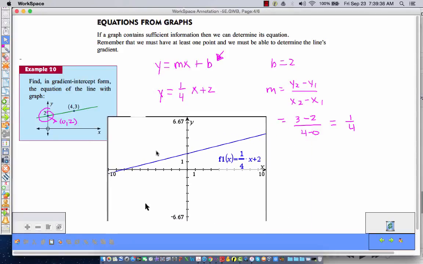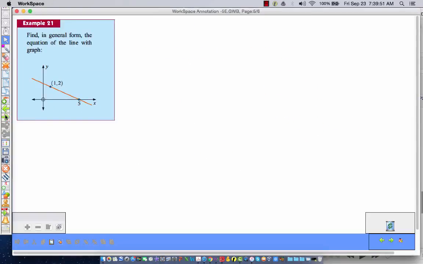Before I do that, realize that f1 of x, that is just function notation. It's another way to state, to use y. And as we get into functions, you'll see why it's quite important to have that notation. All right, next, find in general form the equation of the line with the graph (1, 2) and (5, 0).